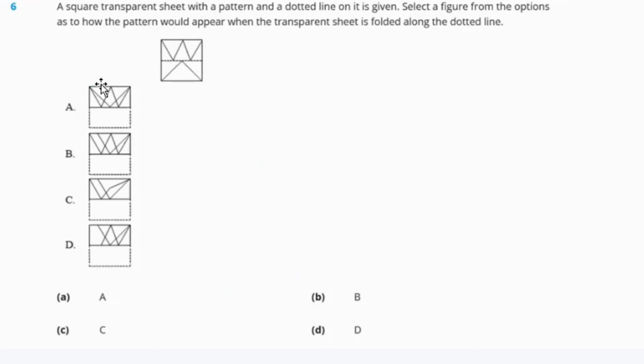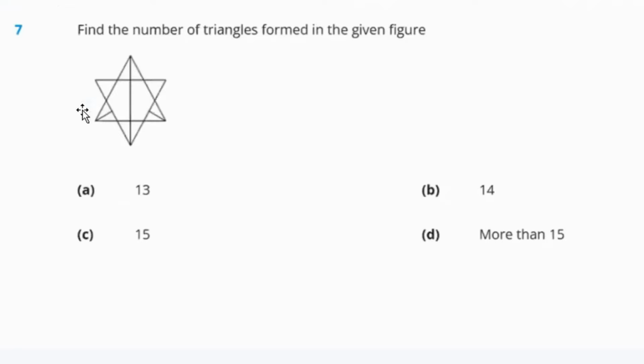So the next question is saying that a square transparent sheet with a pattern and a dotted line on it is given over here. Now we are folding it along the dotted line, so what option are we going to get? If we are folding it like this, this will go here. When this goes here, this line will be here and this will be here. Okay, so which figure matches? Option A. So that's why option A is the correct answer.